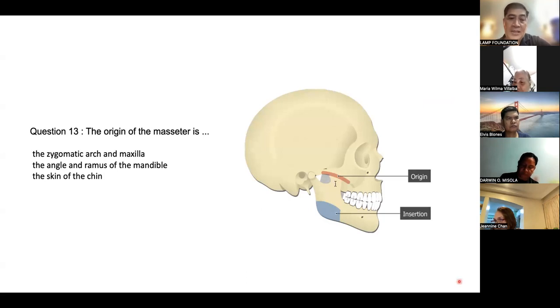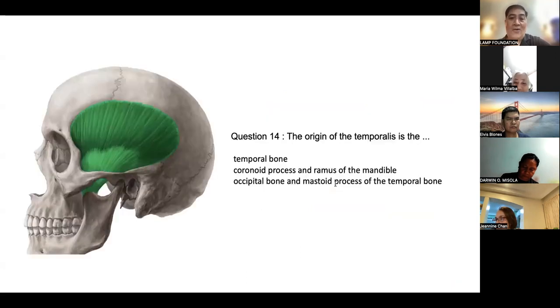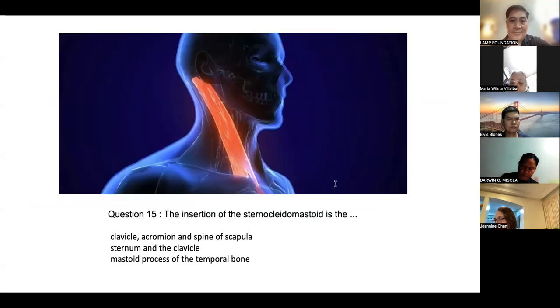Anong difference ng maxilla sa mandible? Ang maxilla, dito sa may ngipin. Okay, origin of the temporalis: temporal bone. Very good. Insertion of sternocleidomastoid.